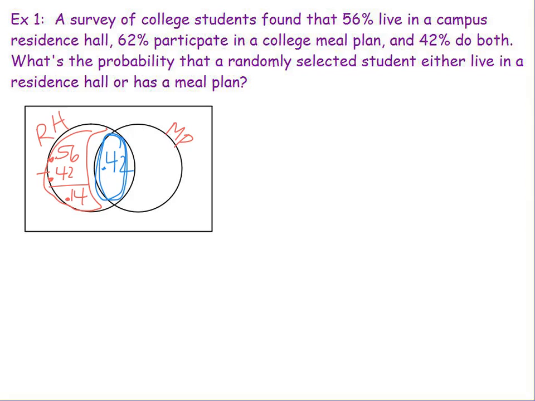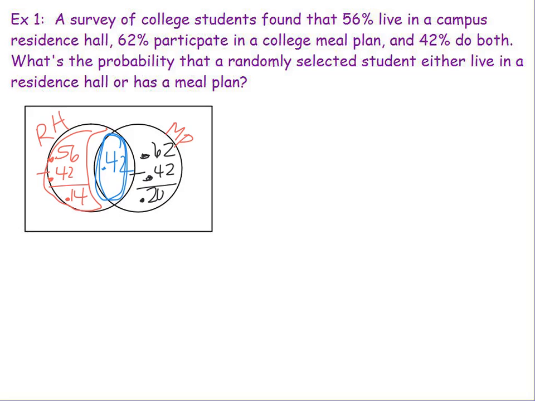Let's do the same thing with the meal plan. Well, for the meal plan, we had 62% do a meal plan, but we've got to subtract the 42 that's in the middle, and that leaves us with 20%. Well, there's one other area in a Venn diagram. If you notice, I have a rectangle around this shape. There are people that go to college that don't live in a residence hall and they don't do the meal plan. That's the outside part.